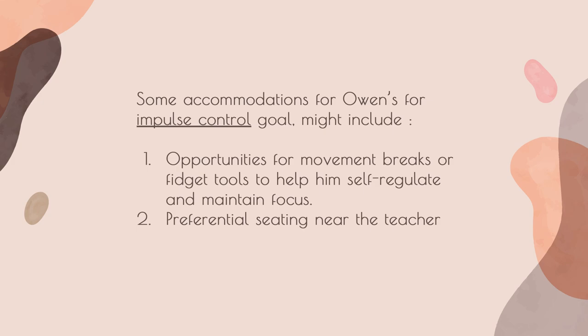Some accommodations for Owen's impulse control goal might include opportunities for movement breaks or fidget tools to help him self-regulate and maintain focus, and preferential sitting near the teacher.